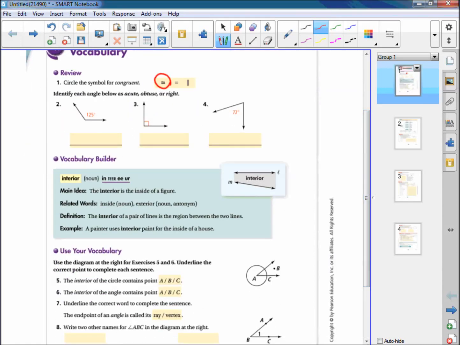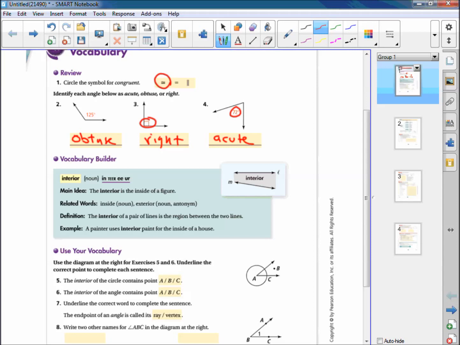Okay. Identify each angle below as acute, obtuse, or right. So a right angle is a measure of 90 degrees. An acute angle is a small angle, less than 90. And an obtuse angle is bigger than 90.